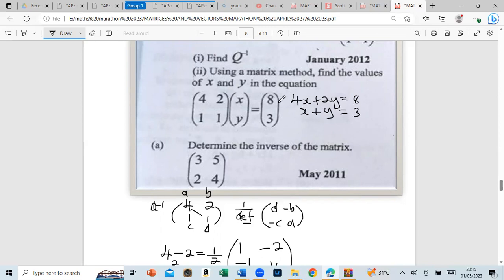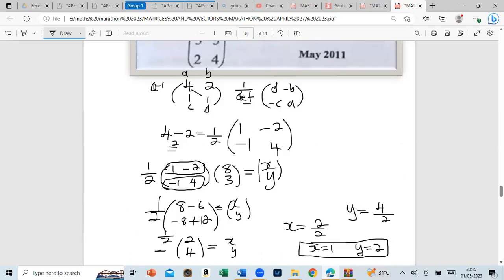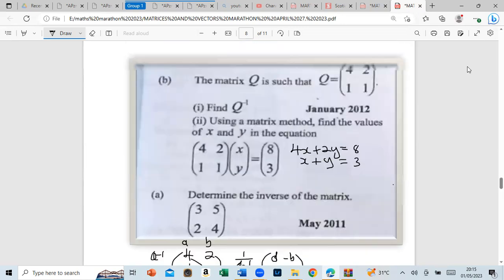So we get x to be what? 2 or 1? Oh, x is 1. Let me just look at that. We just want to show you how to check it. Yes, x was 1, y was 2. It's right. So 4 times 1 is 4, plus 2 times 2 is 4, that's 8. 2 plus 1 is 3.